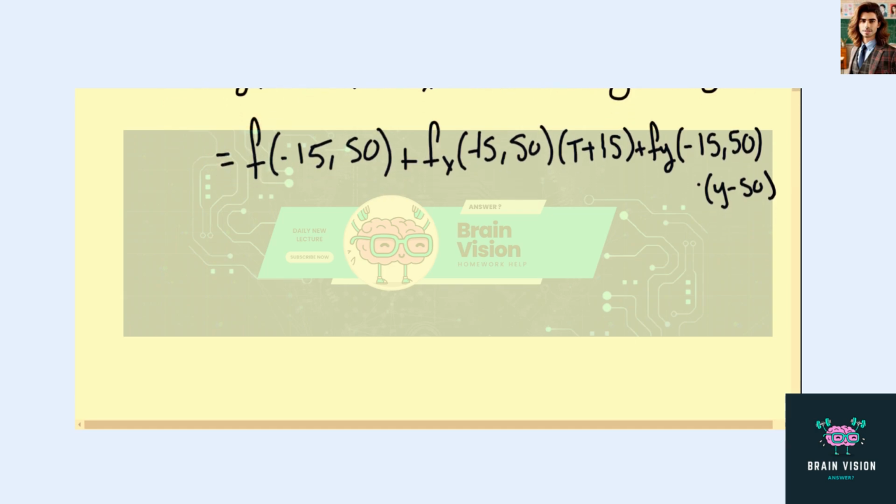Okay, and then from the table, we can actually figure out what f of negative 15 degrees Celsius and 50 kilometers per hour is, and that's going to be equal to negative 29, for the wind chill index.